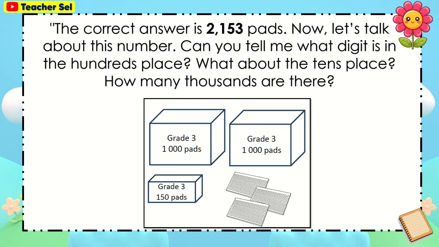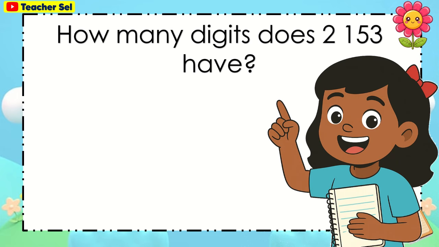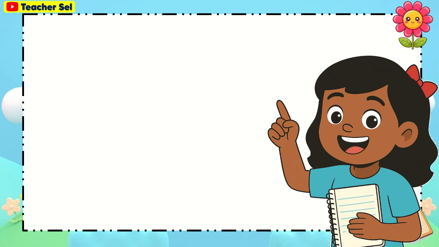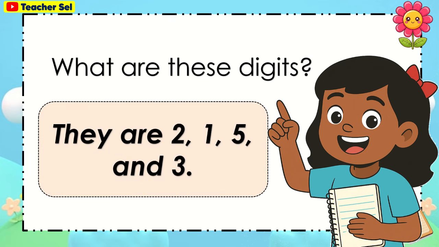Now, let's talk about this number. Can you tell me what digits is in the hundreds place? What about the tens place? How many thousands are there? How many digits does 2,153 have? It has 4 digits. What are these digits? They are 2, 1, 5, and 3.